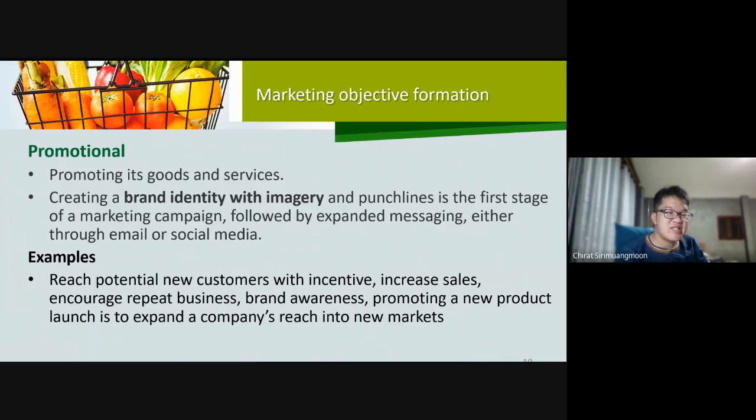If you have a new product, you would like to reach new consumers. Make sure that you have something to exchange for them. Then increase the sales. Promotional can help to increase sales as well and encourage repeat business. Brand awareness, promoting a new product launch. You promote a new product, then launch it to the market in order to expand the company's reach into new markets.